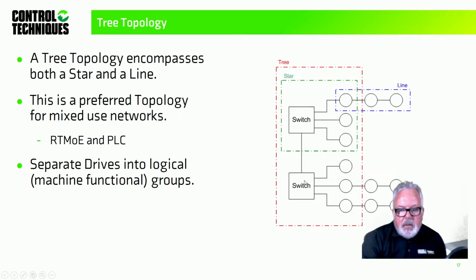So the takeaway from here is that for best results, you should group drives that are performing or need to relate to one another into a line such as this. So that whole network then becomes what's called a tree.